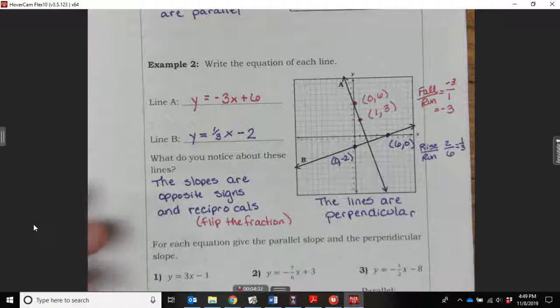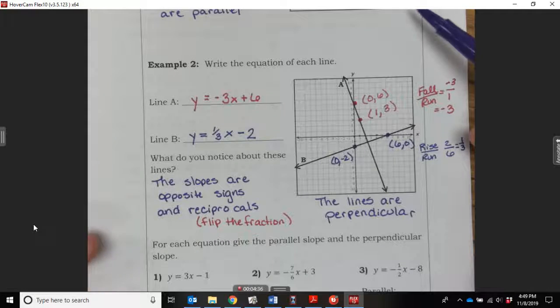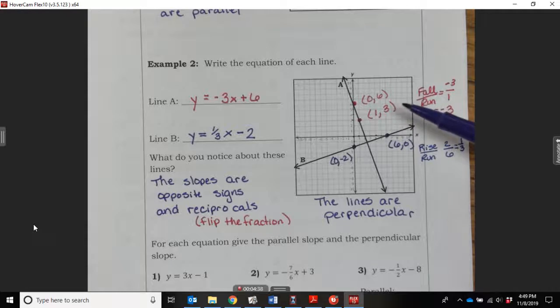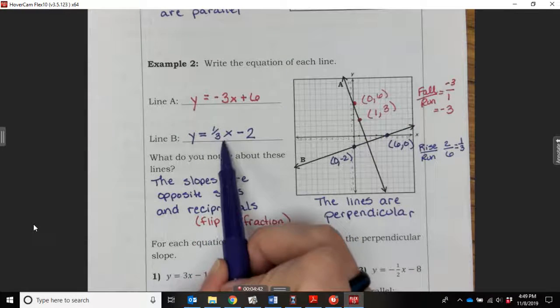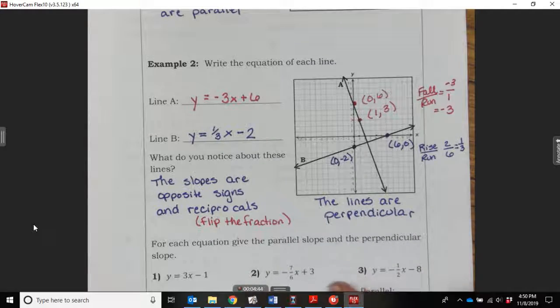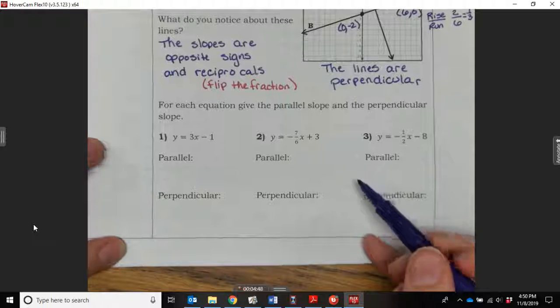All right, so parallel means same exact slope. You would have a different y-intercept though. And perpendicular means that you have the opposite sign on your slope and you flip the fraction. So we're going to practice writing some parallel and perpendicular slopes.